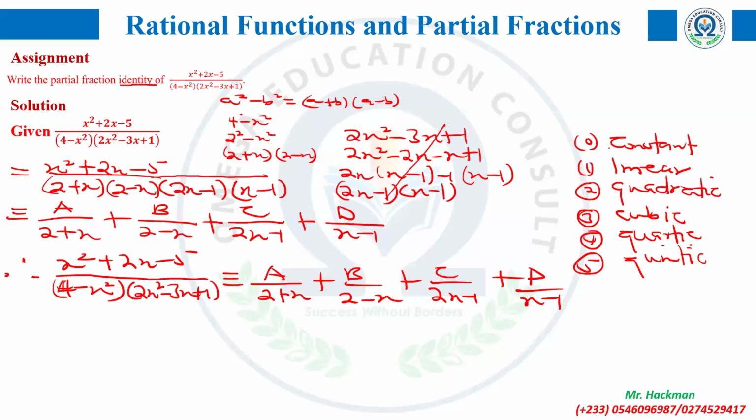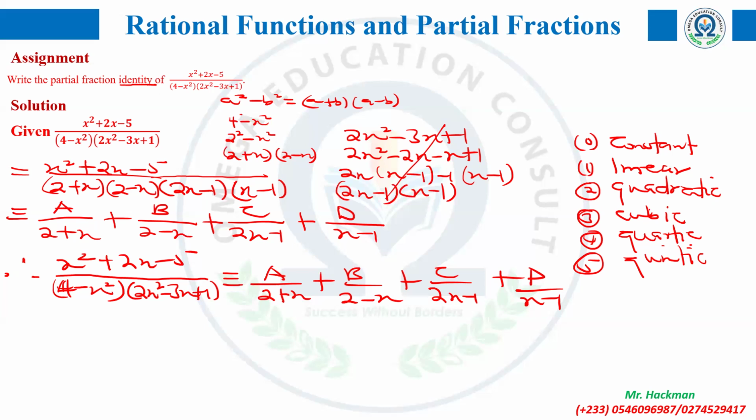So you should know immediately: if your denominator is linear, you go one degree down, and the numerator will be a constant. If your denominator is quadratic, you go down, and the numerator will be linear. If your denominator is cubic, you go down, which means the numerator will be quadratic.